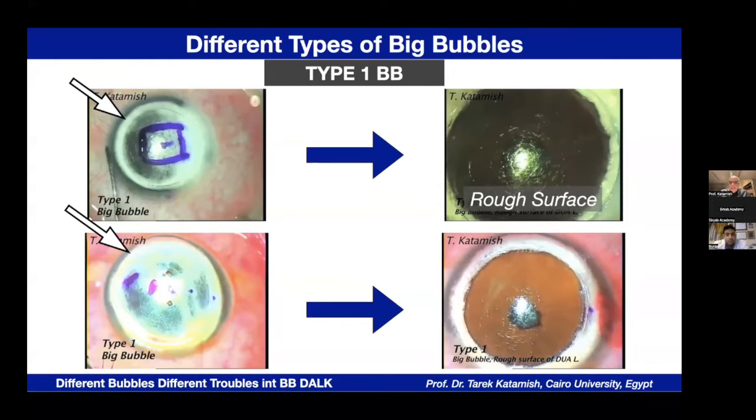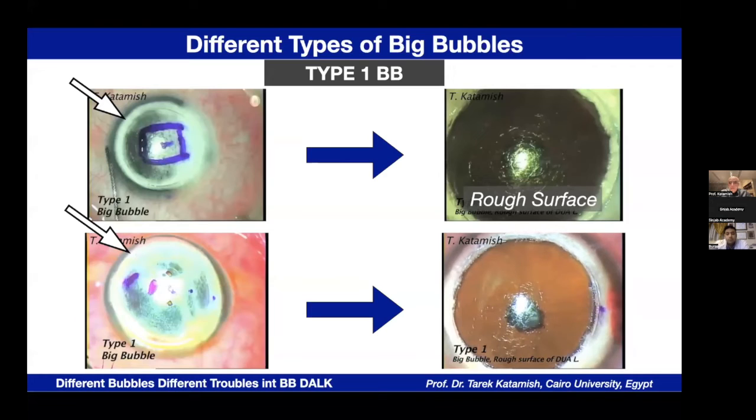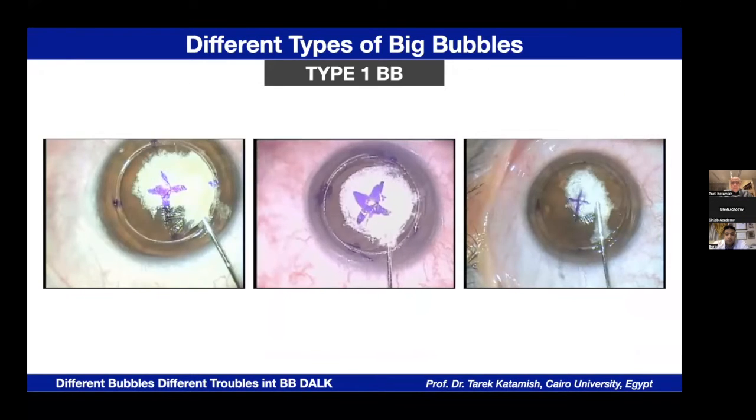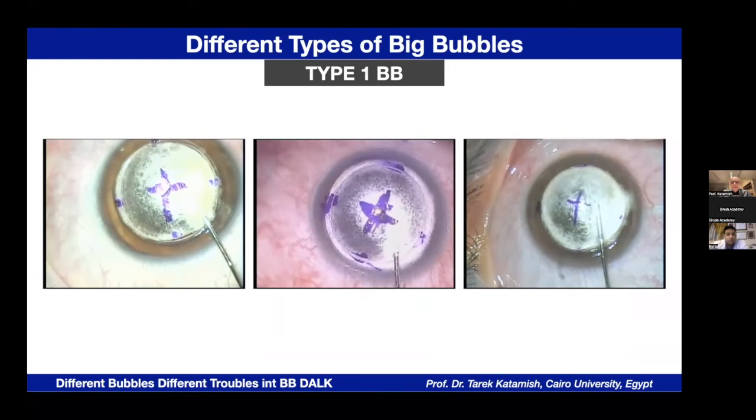When you make wetting, it will be smooth. So we have to judge the surface of the floor of the bubble after drying it. So when it is dry, it is very rough, as you see. These are another 3 examples of big bubble type 1, again with its characteristic white edge.